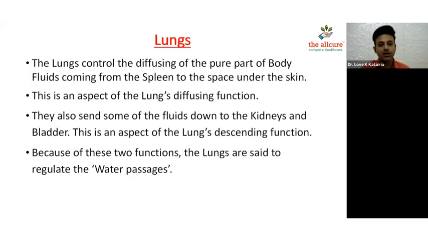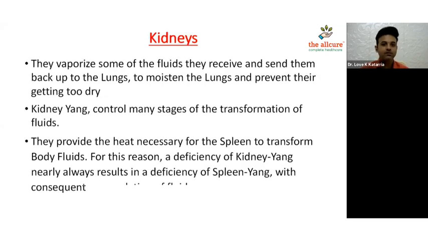Now lungs. The lungs control the diffusing of the pure part of the body fluids coming from the spleen to the space under the skin. This is an aspect of the lungs' diffusing function. They also send some of the fluids down to the kidneys and bladder, and this is the aspect of the lungs' descending function. Because of these two functions, the lungs are said to regulate water passages. It's already clear.